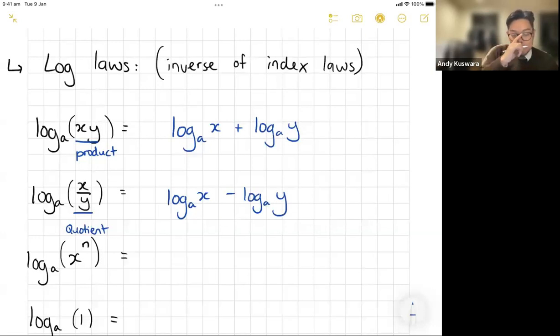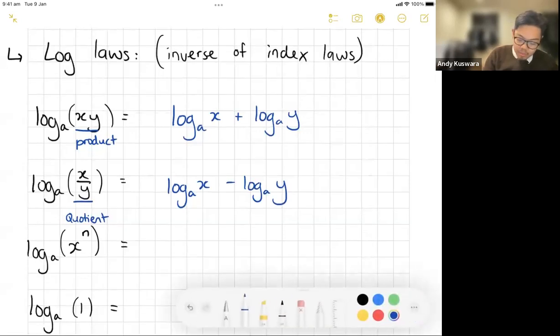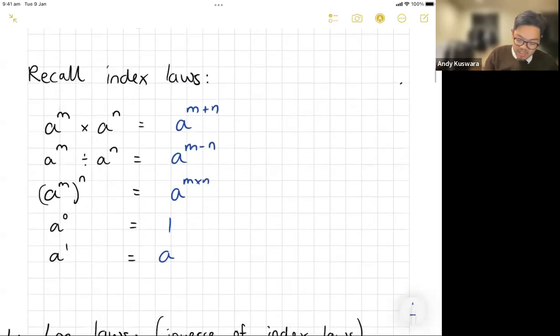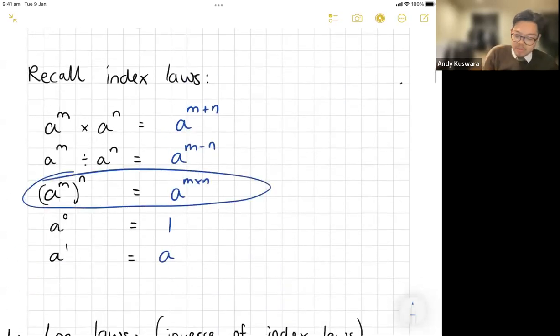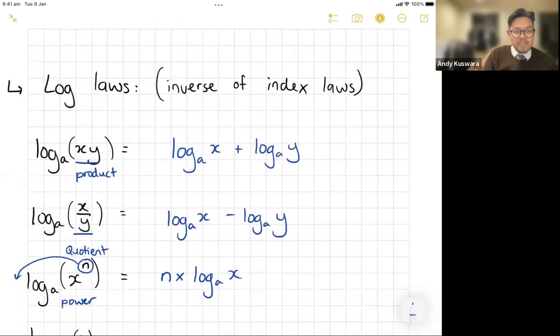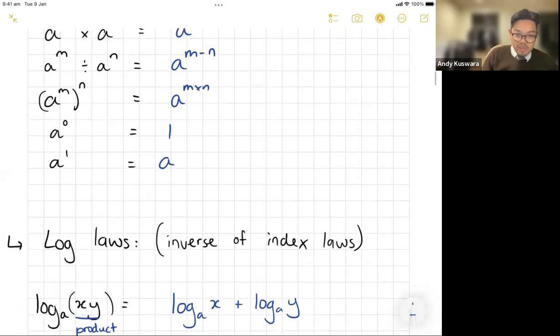And if I talk about this one here, this is probably a less commonly known one, and this is probably the most helpful one. Whenever I have x to some sort of power, a power kind of means that we multiply. So this is where the power actually comes down to the front, and then our log remains the same. So we can see that a power is kind of like multiplication, like our index law here. Power of a power means multiplication. I'm hoping that you guys are catching the similarities here. If you're not, take a look.